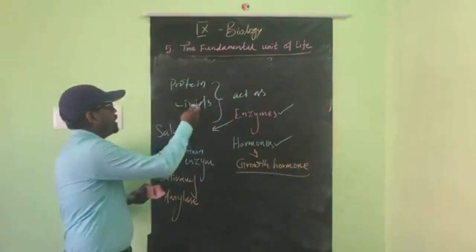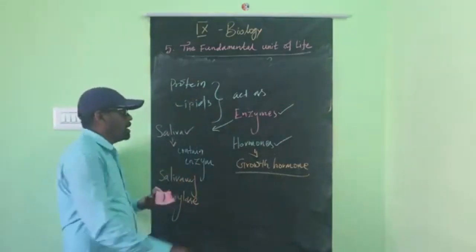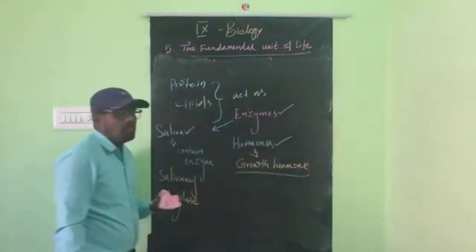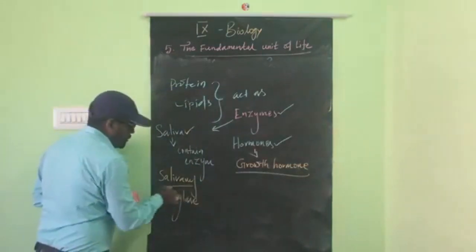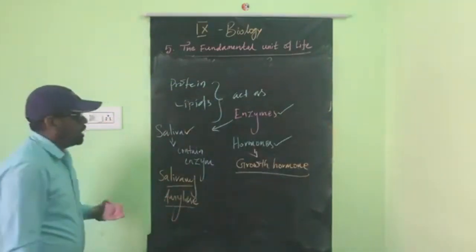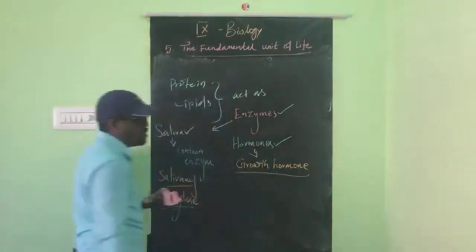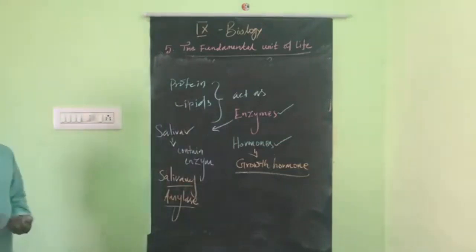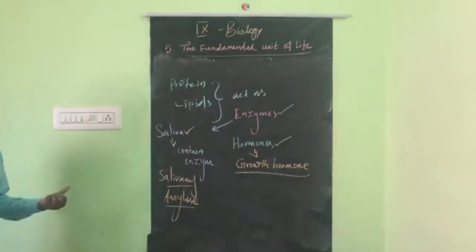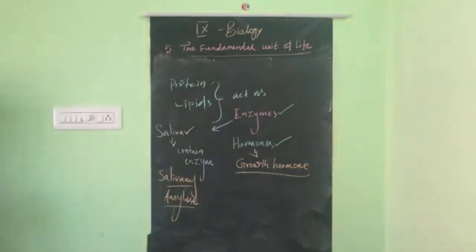Okay, so sometimes proteins and lipids act as enzymes and also as hormones. An enzyme example is salivary amylase, and hormone examples are growth hormone, thyroxine, testosterone, and estrogen. These are such types of hormones. Kindly make note of it.